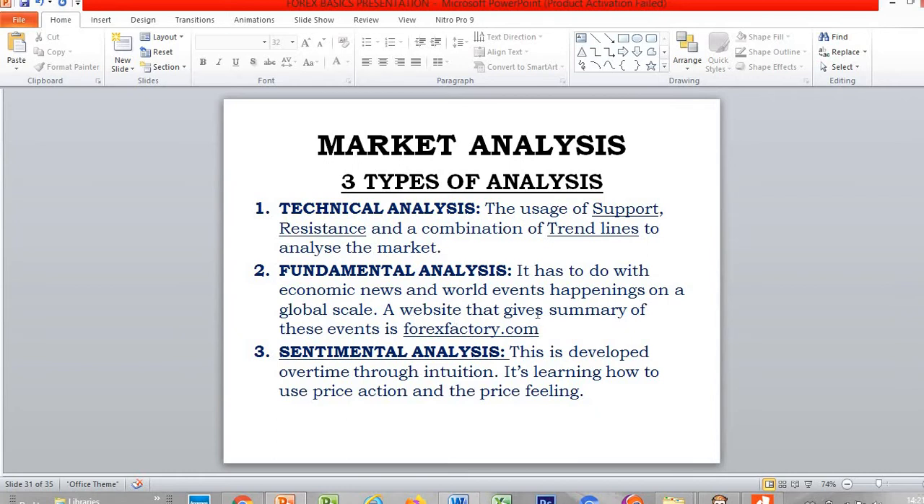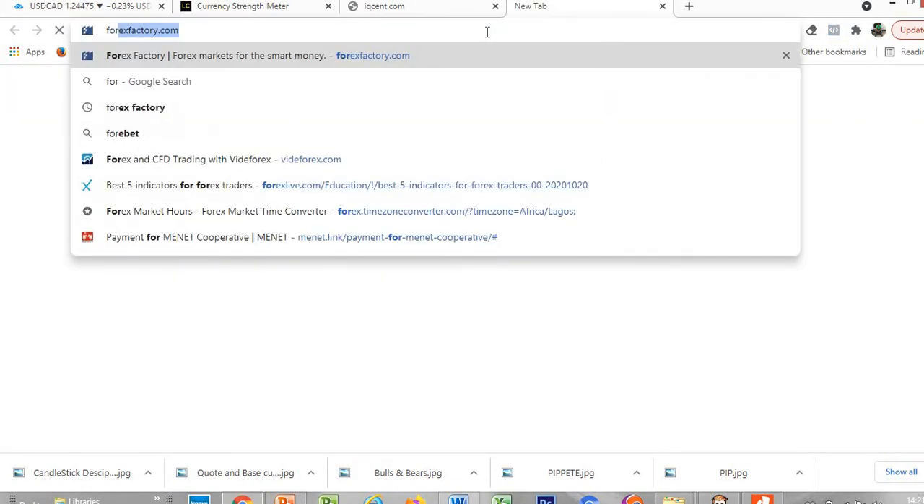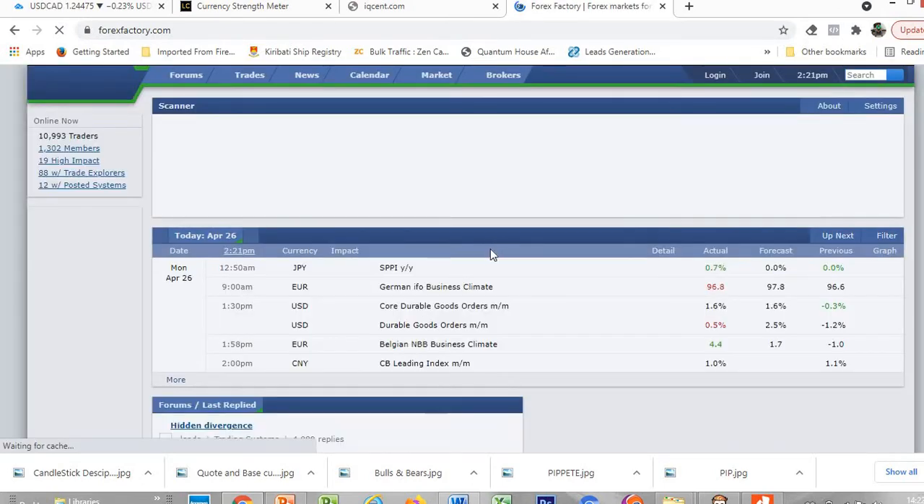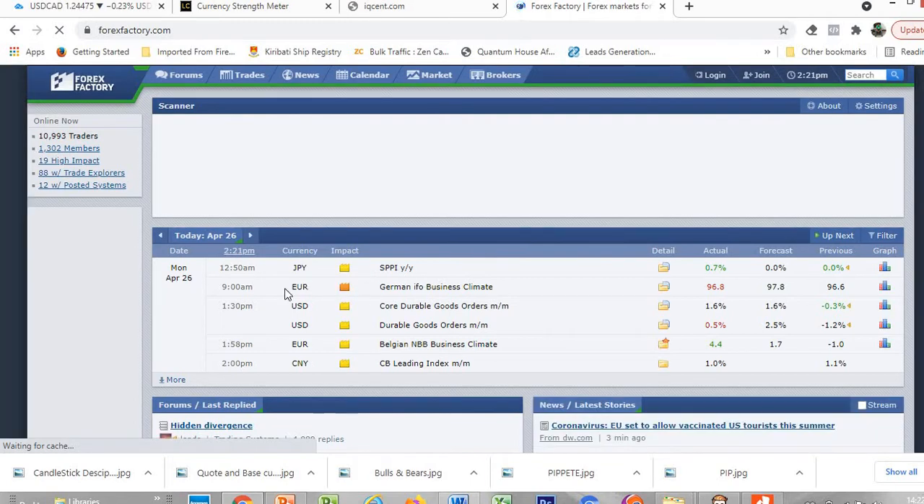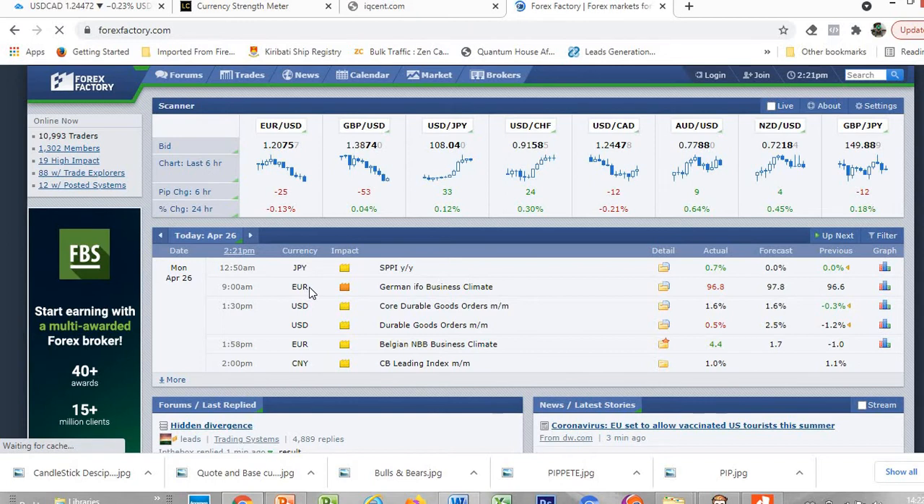There is a website that gives a summary of these events, and the website is forexfactory.com. Let me show you what forexfactory.com looks like. So this is how it looks. For news today, we only have news on the Japanese yen, euro, the United States dollar, and Chinese yen. It's like a summary here. Every forex trader normally uses this site, forexfactory.com.